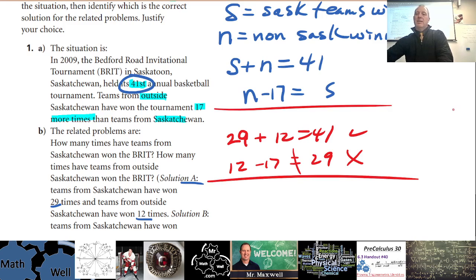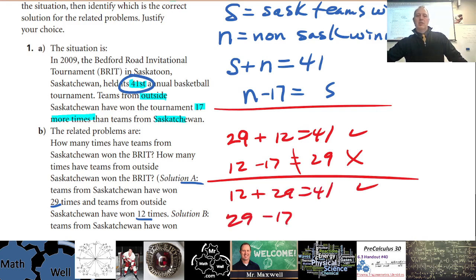And again, you should be showing me which solution is correct. See, some of you just say solution B is correct. You need to show me, okay? So put the numbers in like you're supposed to. Show me that it is correct or incorrect. So the other one is 12 plus 29 equals 41, which is still correct. And then 29 minus 17 equals 12, and that is also correct. So it's solution B.